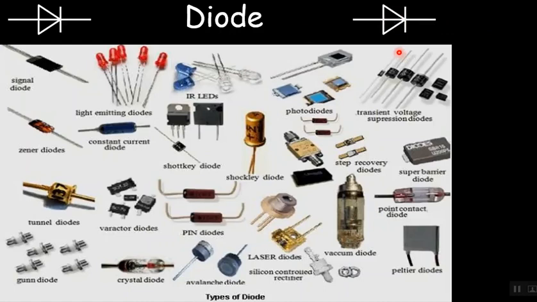Okay, so a normal circuit would work if you switch the cell around, but the moment the diode is there, it will not allow you to.